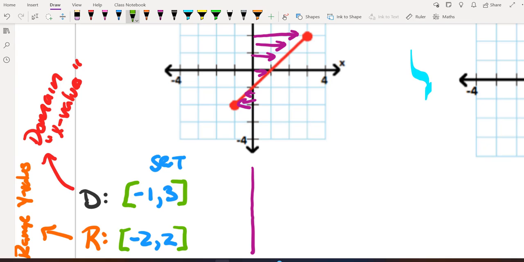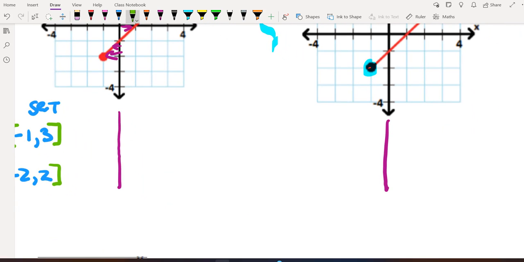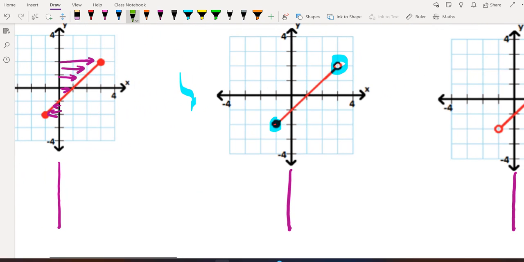The interval notation is a little bit trickier, but we're going to go through all these diagrams first, do the set notation, and I don't even think we'll have time to do the interval notation today. We'll save that for next day. So let's talk about this one.